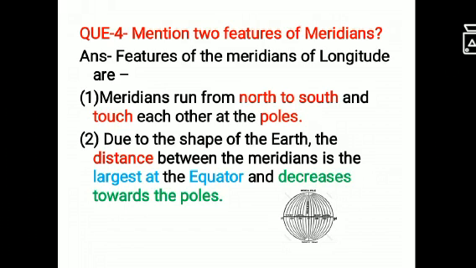Second point, due to the shape of the earth, the distance between the meridians is the largest at the equator and it decreases towards the pole. You can see in the figure also that the distance towards the equator is more, and as we are going towards the north pole, the distance is getting closer and decreasing.